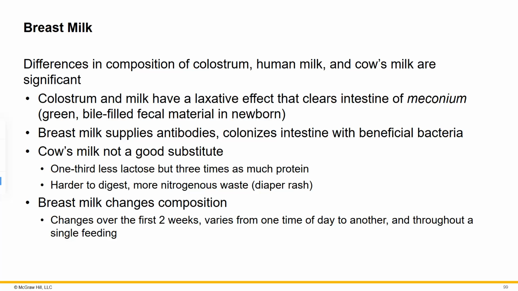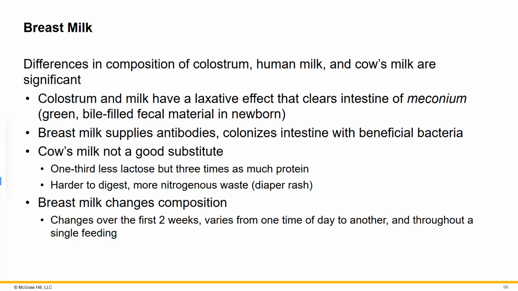Differences in composition of colostrum, human milk, and cow's milk are significant. Colostrum and milk have a laxative effect that clears the intestine of meconium, the green bile-filled fecal material in the newborn. Breast milk supplies antibodies and colonizes the intestine with beneficial bacteria. Cow's milk is not a good substitute.